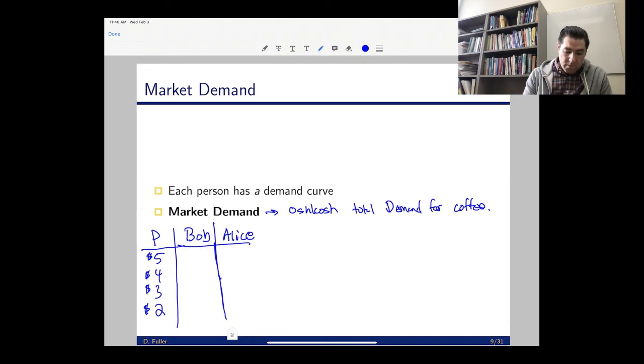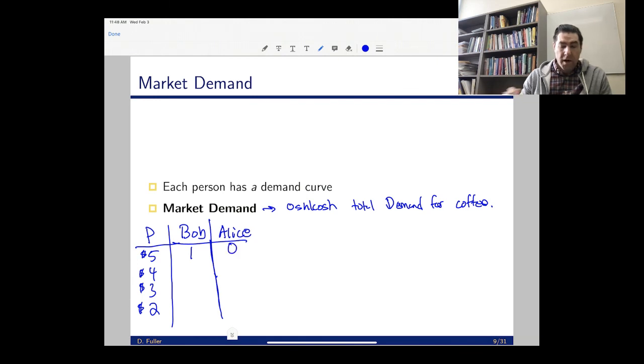Let's say at $5, Bob is willing to buy one, Alice is not willing to buy any. So these are the quantities demanded of each individual. At $4, we'll go 2, 1; 3, 2; 4, 3, just to make it simple. So we've got the usual demand relationship: as the price goes down, the quantity demanded for each person goes up. This gives each of them an individual demand curve.